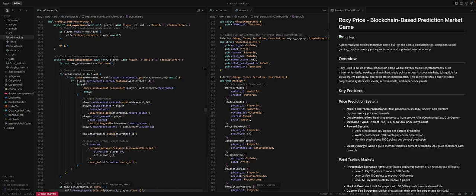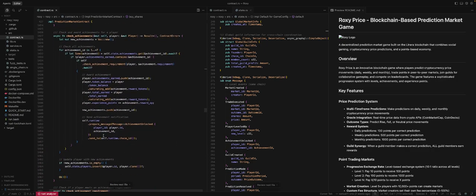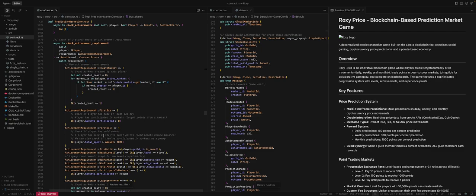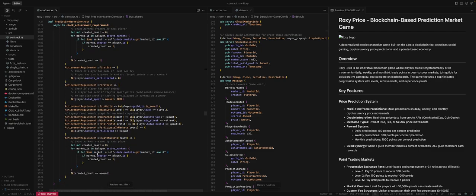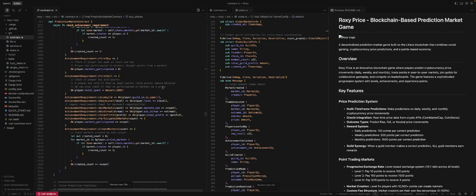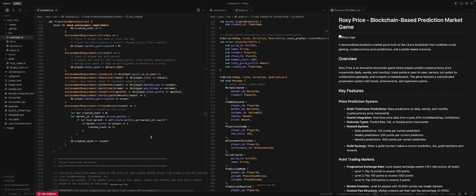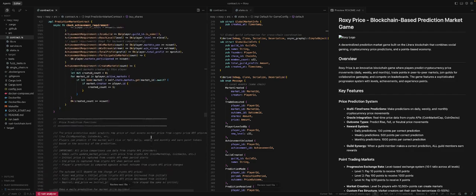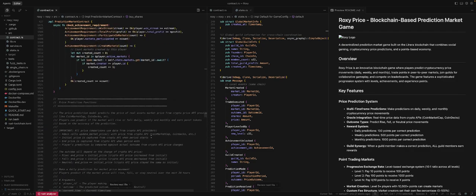So let's use the function to check if you have achievements, and achievement requirements is also an internal function that checks achievements whenever these levels are being reached. So now the cool thing. Basically, this is the first part of Roxy markets, right? Where you can trade your points, get points, create markets, and all.